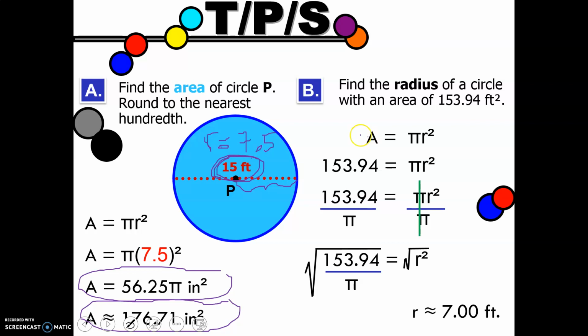All right, on part B, we plug in our area, 153.94. Don't plug in the units. You don't need to do that here. Divide both sides by pi. Take the square root of 153.94 divided by pi, and you will end up with an answer of about 7.00 feet. So since we're rounding to the nearest hundredths, that's why we wrote 0.00.